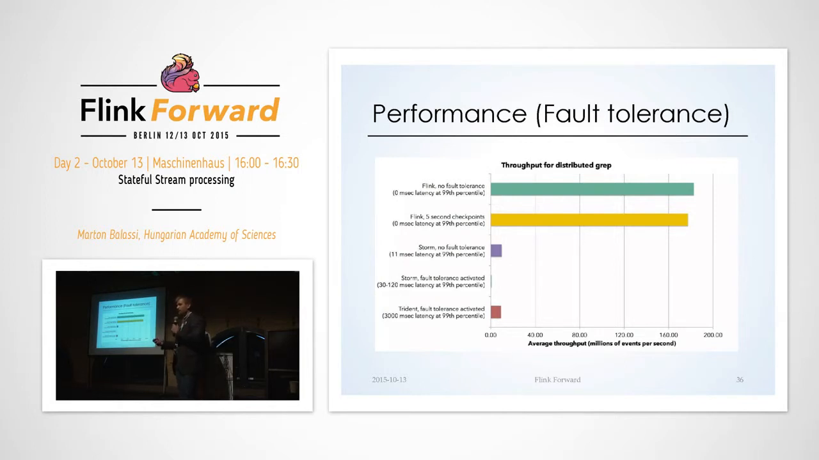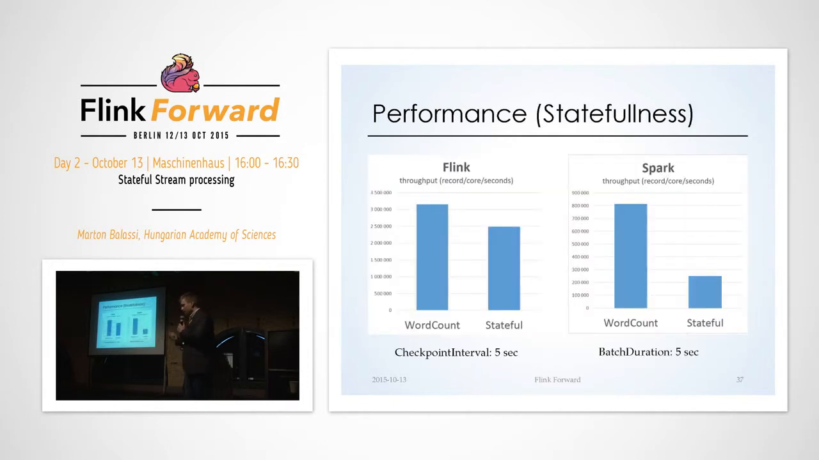What happens if we go a step further and go to statefulness? The difference here is that checkpointing is just switched on and the state that we are checkpointing is really minimal. What happens if we go to a state which is a little bit bigger? So now we run a word count application with Flink and with Spark Streaming. And if you run it without checkpointing and without statefulness, these are the charts that you get.